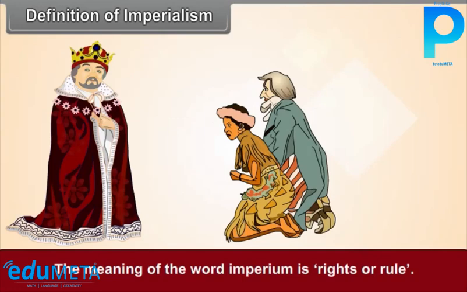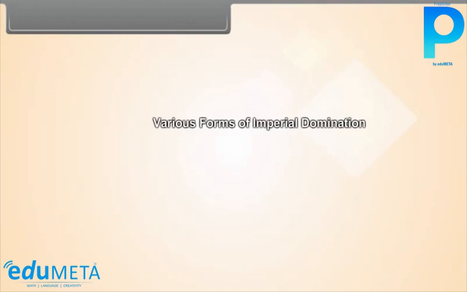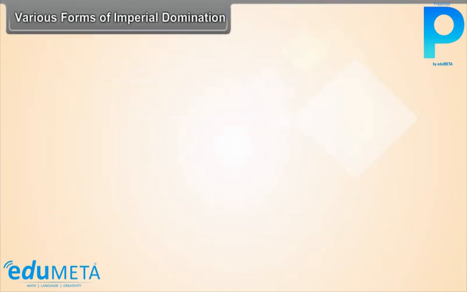Imperialism can be defined as domination of an undeveloped nation by a developed nation by virtue of establishing a colony. In other words, imperialism consists in an absolute domination of one nation by another nation. Imperialism sprouted from colonism. Various forms of imperial domination.